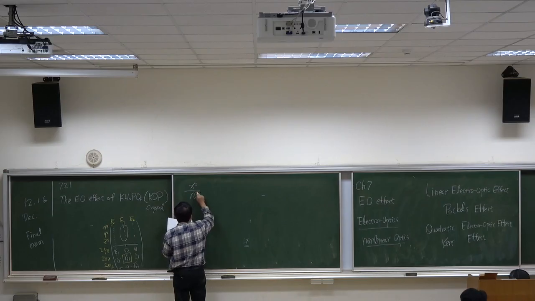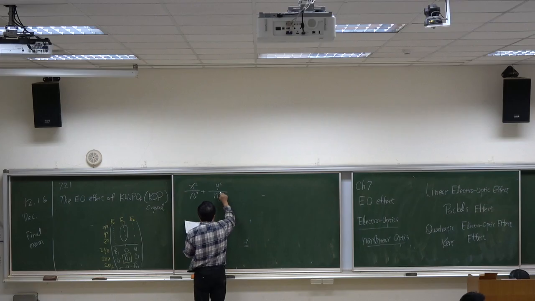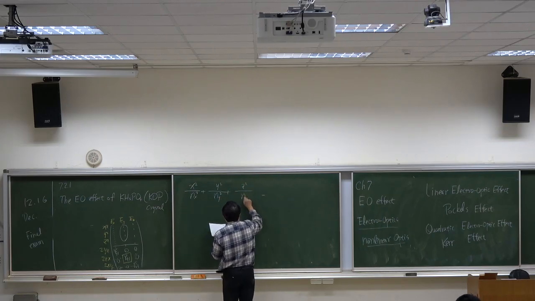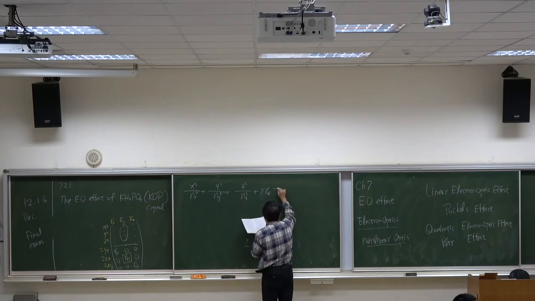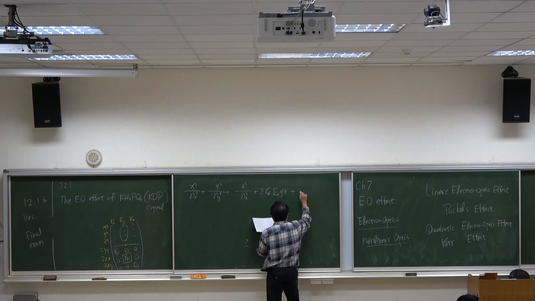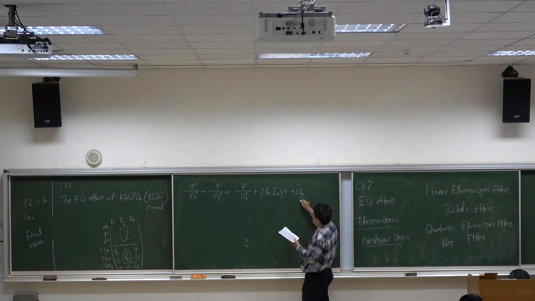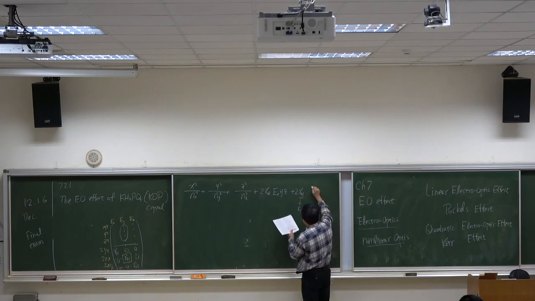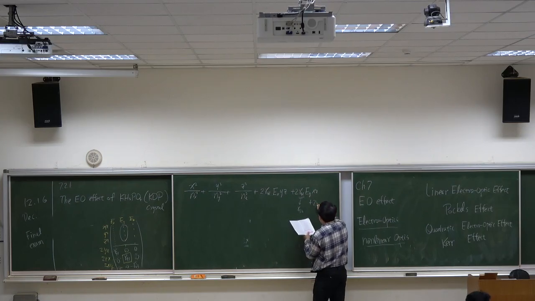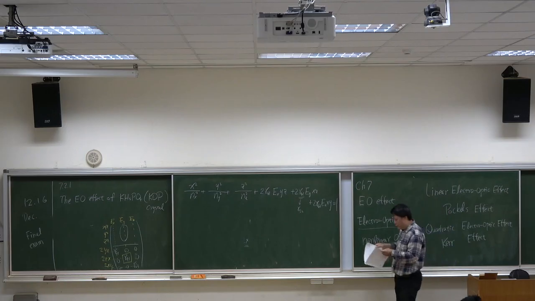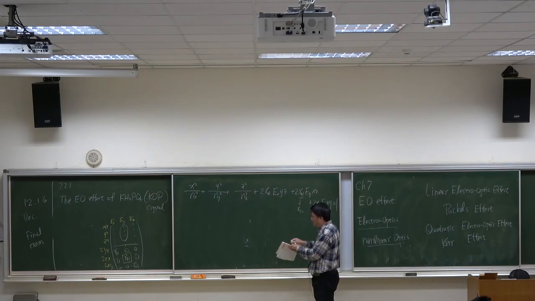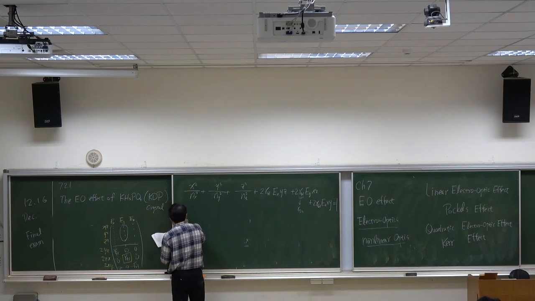So now we have x squared over nx squared plus y squared over ny squared plus z squared over nz squared, plus 2R41 times Ex yz, plus 2R41, in fact R52, times Ey xz, and then plus 2R63 times Ez xy, equal to 1. Now we consider two special cases.